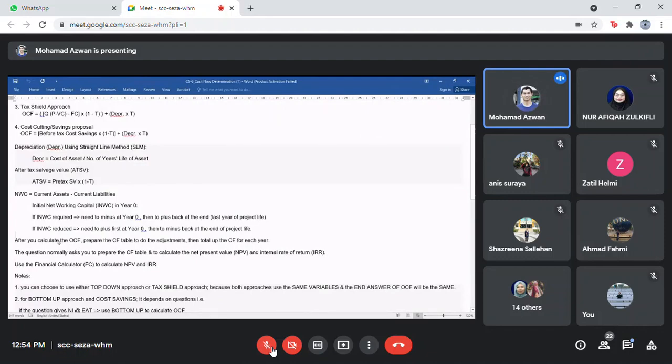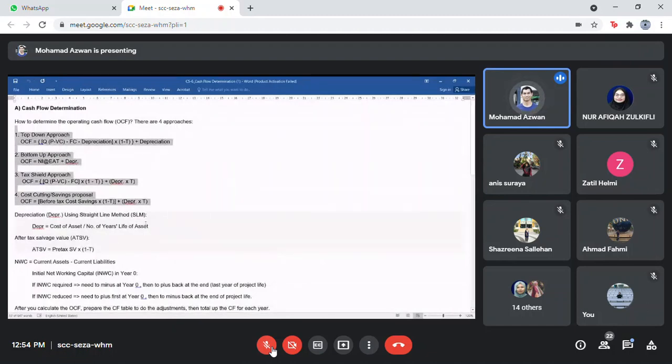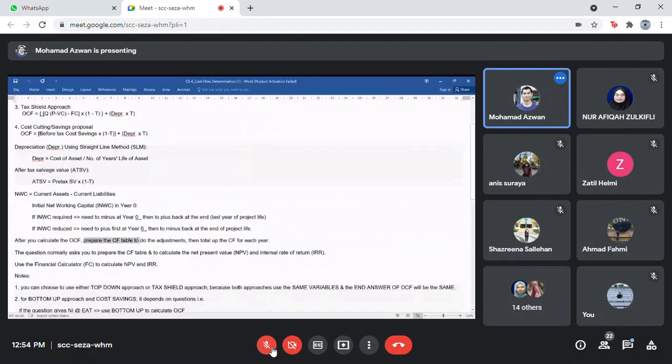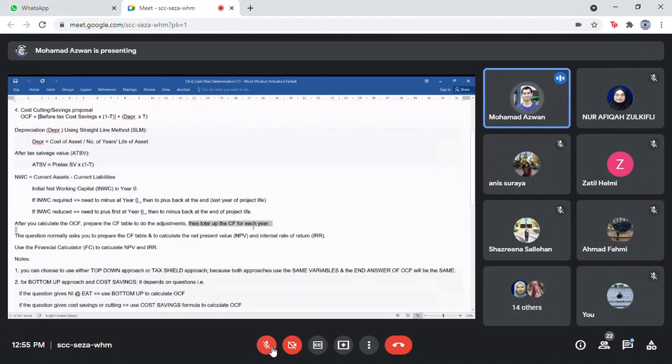Okay. So first you have to calculate the OCF using this method or approach. Then you have to prepare the cash flow table, and do some adjustment. This adjustment refers to ATSV and NWC. In the table, you are going to look at this item. And then lastly, you have to total up the cash flow for every year.